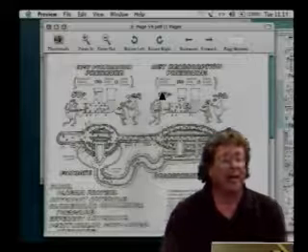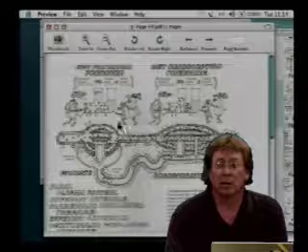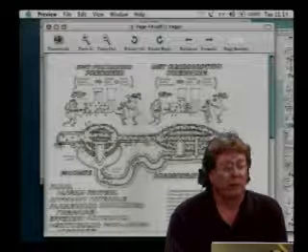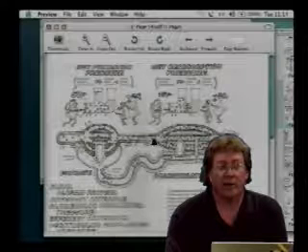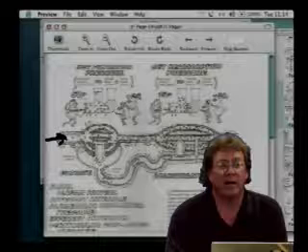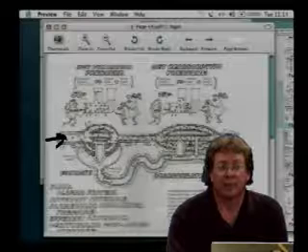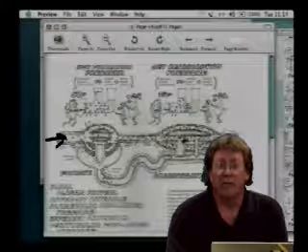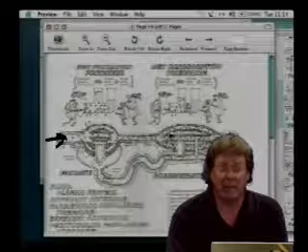You have a very nice diagram representing the two capillary beds, the blood supply to the nephron. So this is the afferent arteriole, the efferent arteriole. So blood is coming into the nephron. This is the capillary bed in Bowman's capsule. This is the capillary bed that is around the convoluted tubules. This is the peritubular capillaries.